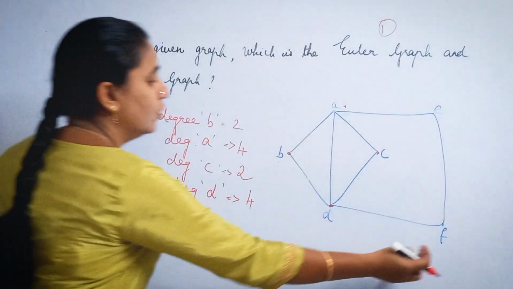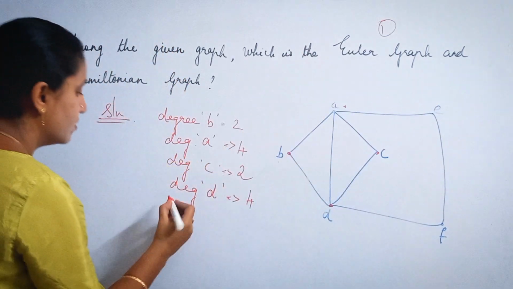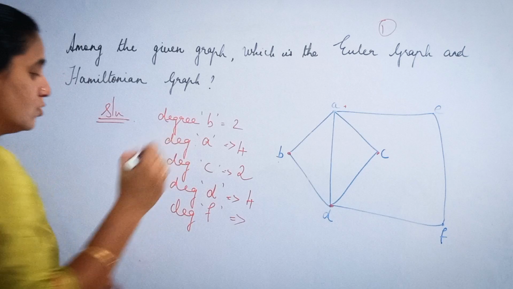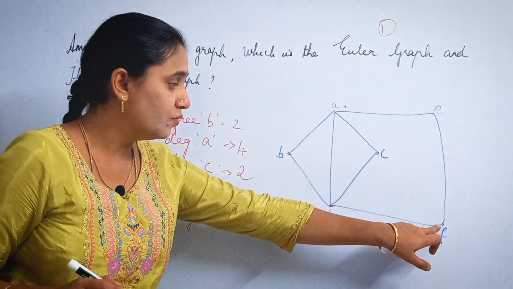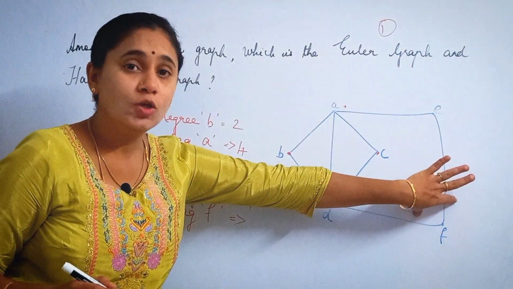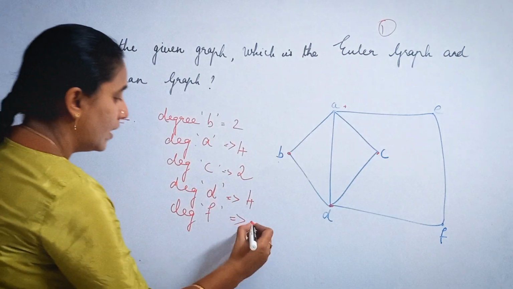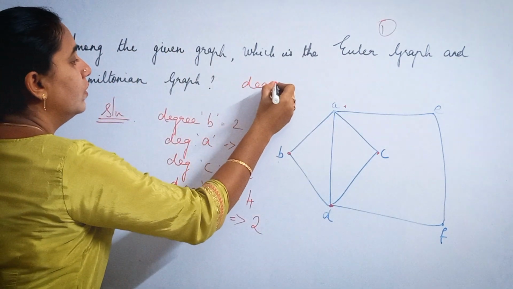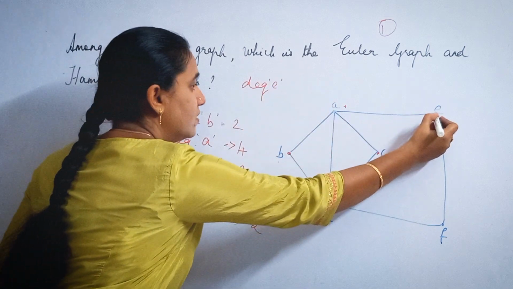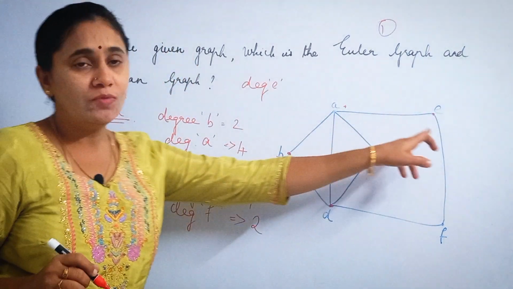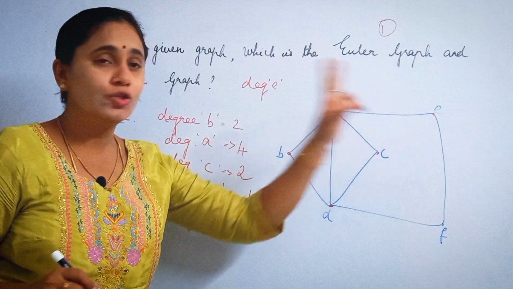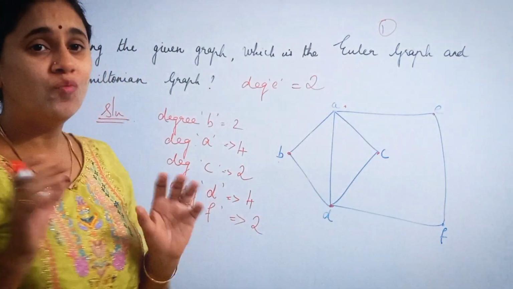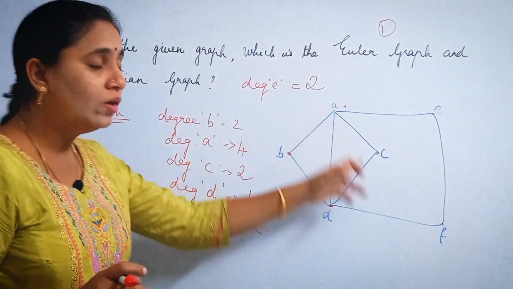Likewise, you calculate for the remaining vertices. So what is the degree of F? If you take from here, you have 2 edges, isn't it? So write 2. Now you find the degree of the remaining vertex, E. How many edges are present? It is 2. So write 2. We have found the degree of all the vertices.